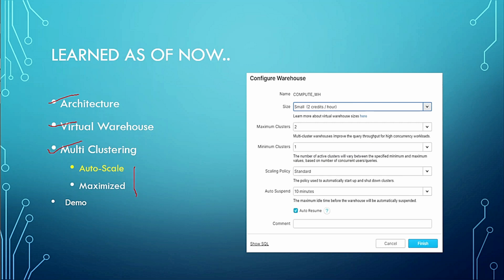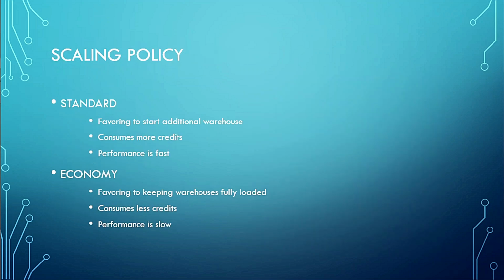At the last, I demonstrated the configuration of a warehouse in which we understood the concept of size, maximum clusters, and minimum clusters. Today we are going to discuss the scaling policy, and we have also seen the auto suspension option while configuring the warehouses. So if you have not seen my last video, I request you to watch it to understand these topics in detail. So let's begin with today's topic, that is scaling policy.